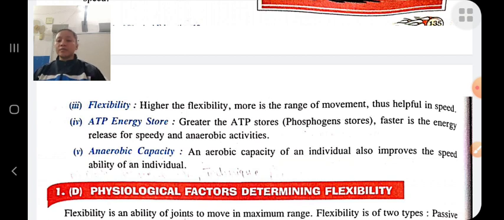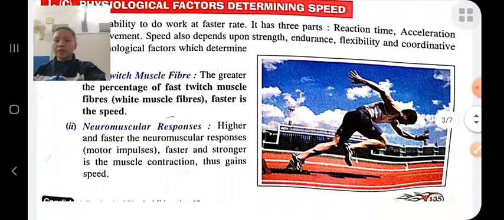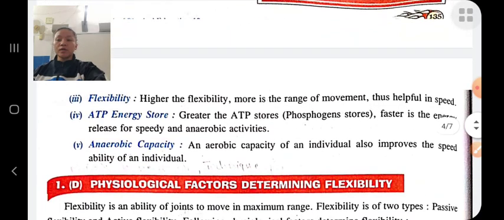Anaerobic capacity. Anaerobic means doing activity in the absence of oxygen. If a person has anaerobic capacity, he will have the ability to do the activity in the absence of oxygen also. Therefore, his speed will be more. These are the factors that determine speed: white muscle fibers, neuromuscular response, flexibility, ATP energy store, and anaerobic capacity.